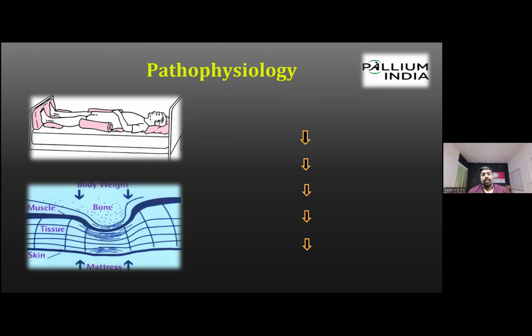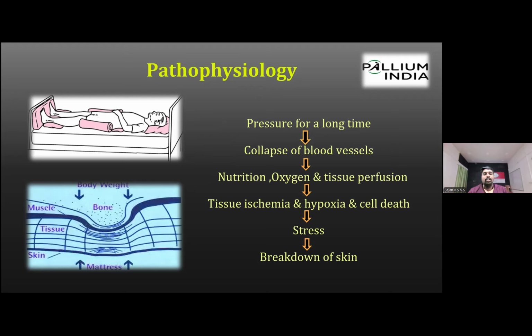So how does the pathophysiology develop? First of all, this patient is lying in a supine position. We can consider the bone weight as the body weight. Then the covering soft tissues, muscle layers, skin layers, and everything, we can consider as the soft tissue parts. When the patient is lying in the supine position, the body weight is compressing downward on the mattress. In between, the tissues, muscles, and skin layers are getting compressed. So there is pressure for a long time.